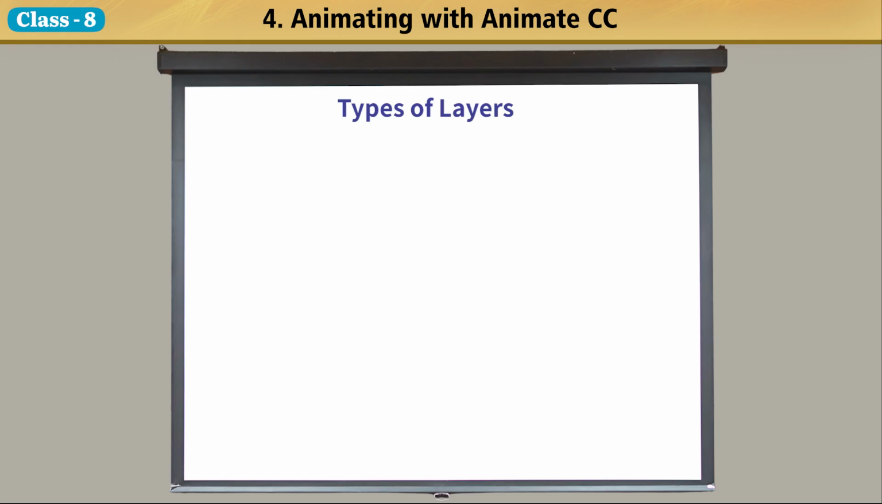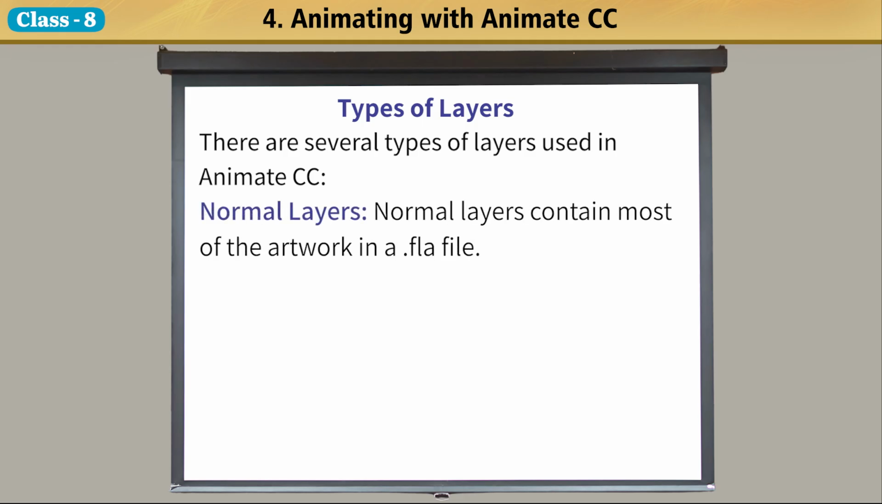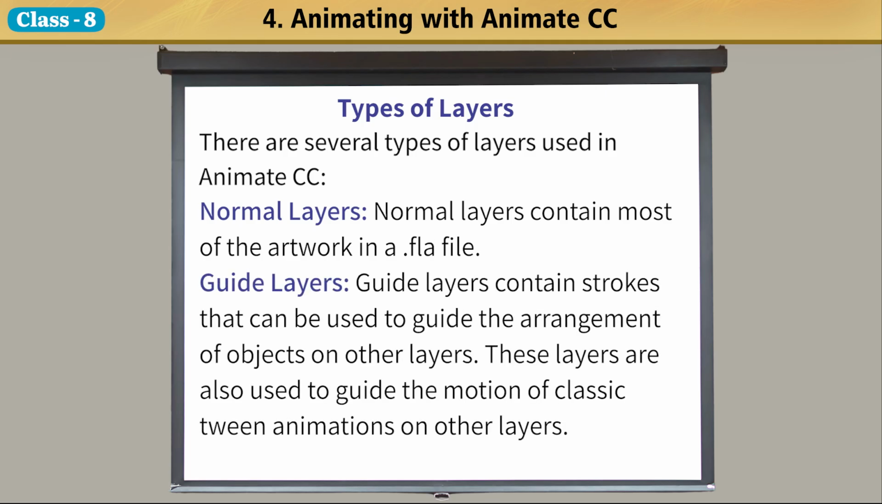Types of layers. There are several types of layers used in Animate CC. Normal layers. Normal layers contain most of the artwork in a .fla file. Guide layers. Guide layers contain strokes that can be used to guide the arrangement of objects on other layers. These layers are also used to guide the motion of classic tween animations on other layers.